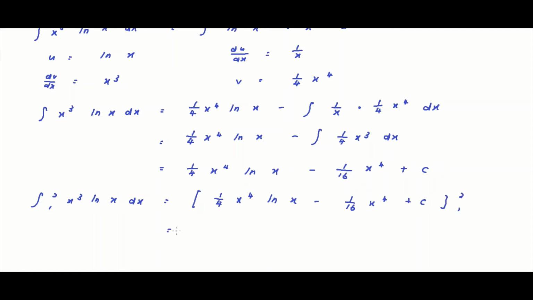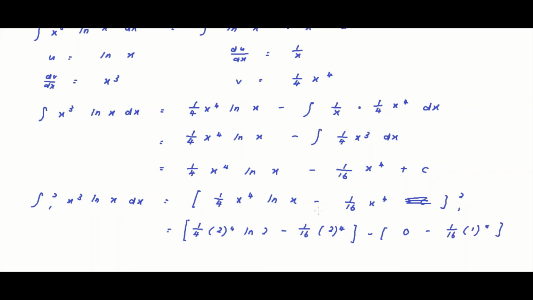Okay, so you can substitute over here. So you have 1 over 4, 2, 4, ln 2 minus 1 over 16, 2, 4. Sorry, then for here you don't have your plus C already. Sorry, my mistake. So for this part, you are going to minus for the 1. So ln 1, you know that you are going to get 0, right? So you can just write 0, then minus 1 over 16, 1, 4.